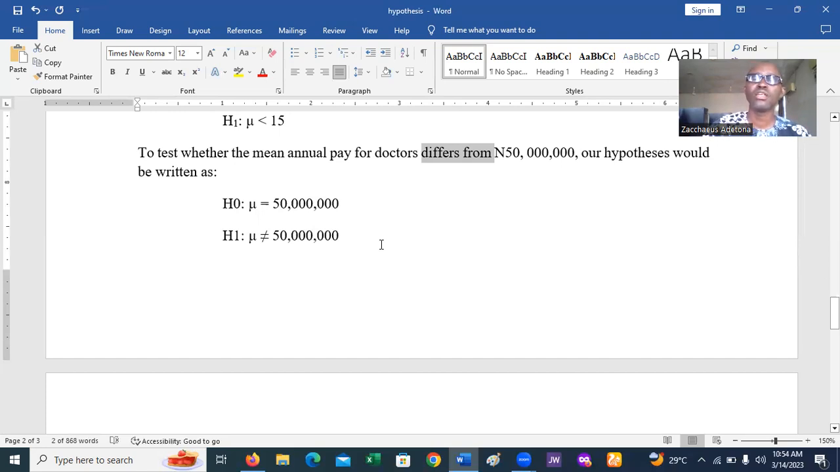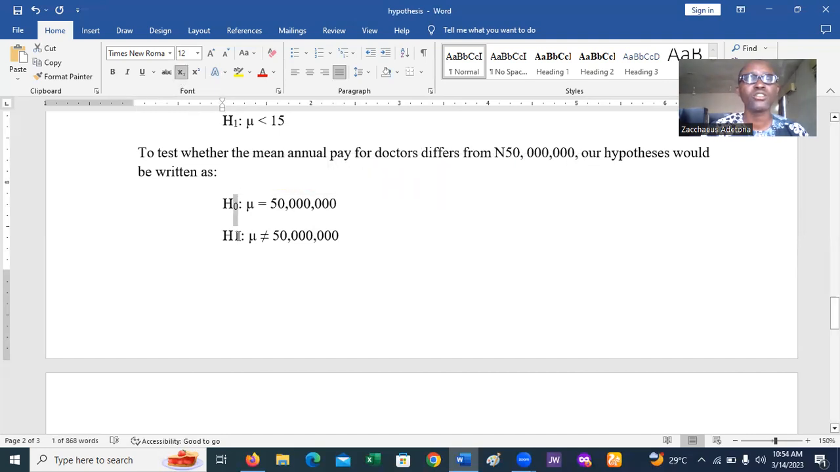But anything less than 50 million, anything 50 million, is within the null hypothesis. Not equal, we can be less than 50 million or greater than 50 million. That is not equal. But 50 million will now be in the middle, and that will be in the null hypothesis. See our null hypothesis here now.